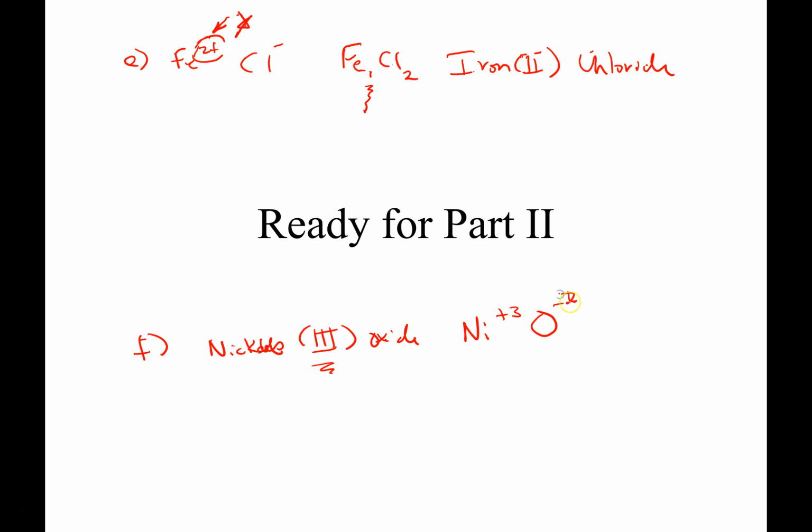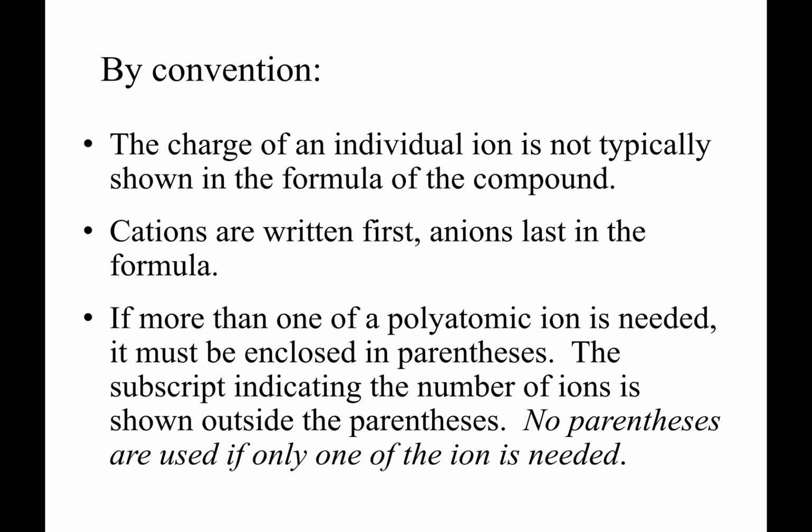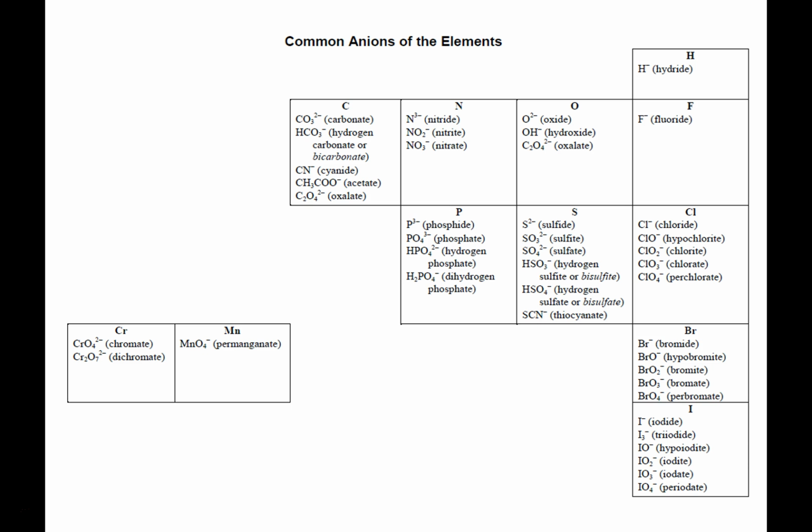So if we crisscross, how many nickels do we need? 2. Very good. And how many oxygens do we need? 3. Yep. So go ahead and do that part. Remember I said if you crisscross and need more than one nitrate, you have to put NO3 in parentheses, and then down below it, say how many of those you need. We're going to focus on that.